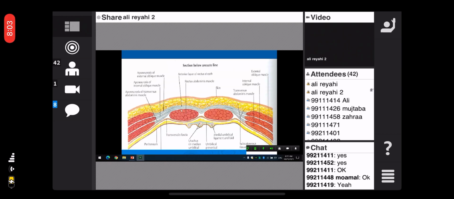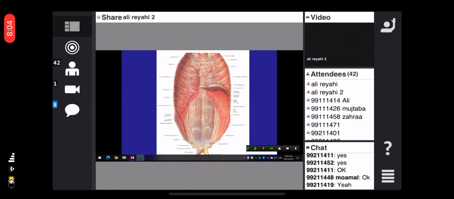Look at this picture. This picture is a transverse section under the anterior superior iliac spine, okay? And you can notice the three muscles pass in front of the rectus abdominis and reach to the linea alba. Posteriorly, the rectus abdominis muscle is covered only by transverse fascia. Look at here.